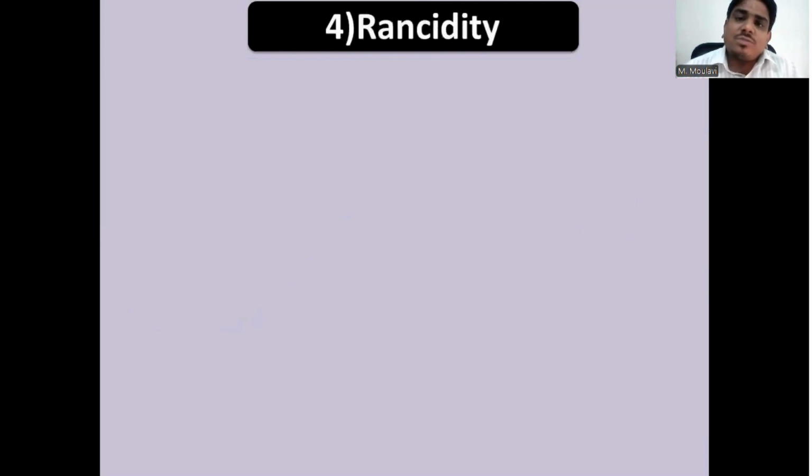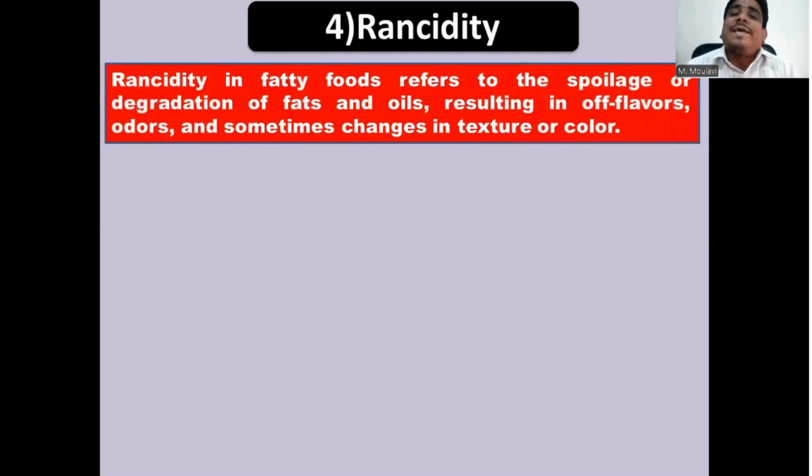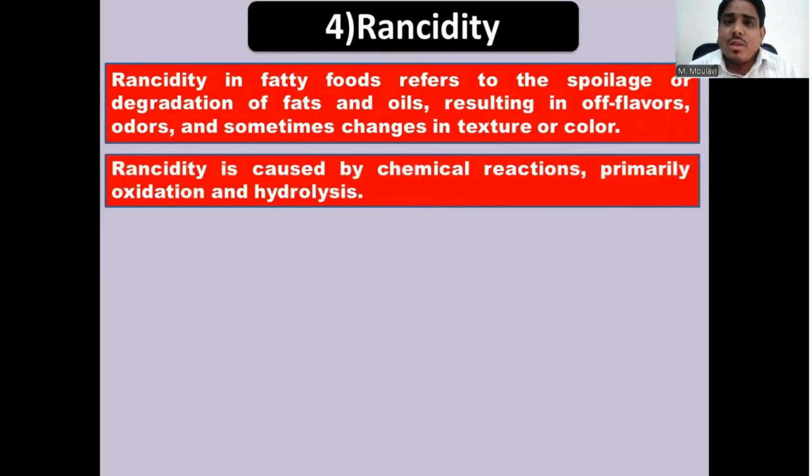Let us move towards the fourth reaction, that is rancidity. So rancidity of the lipid material of the food material refers to the spoilage or the degradation of the fats or oils, resulting in off flavors and odors, and sometimes changes in the texture or the color of the food material. So rancidity is nothing but the chemical change happening in the fatty food material, and these chemical changes are primarily oxidation and hydrolysis.